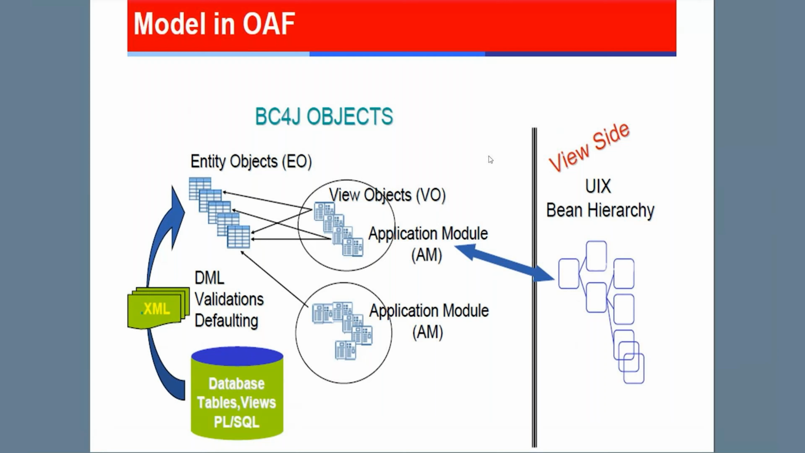Those components are application module, view object, and entity object. In general terminology, in short form, we call them VO for view object, AM for application module, and EO for entity object. These are the only components which are available. Depending on the purpose, we use particular components.